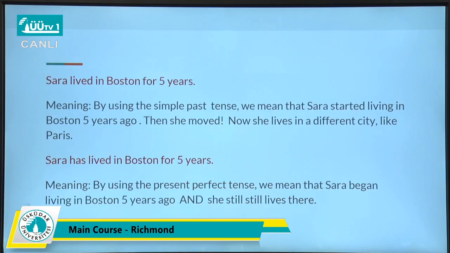Let's see the difference. So if you say Sarah lived in Boston for 5 years, it means that Sarah started living in Boston 5 years ago and then she moved to somewhere else. Now she lives in a different city. But if you say Sarah has lived in Boston for 5 years, it means that Sarah began living in Boston 5 years ago and she still lives there today.